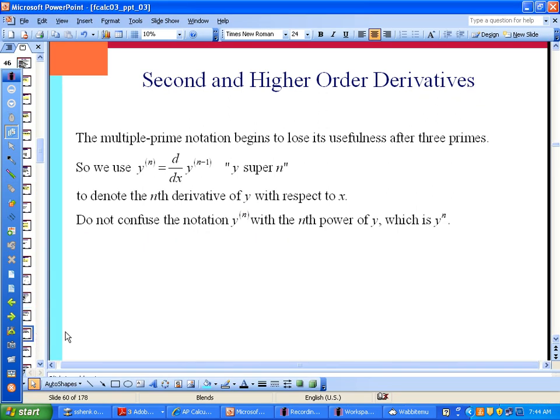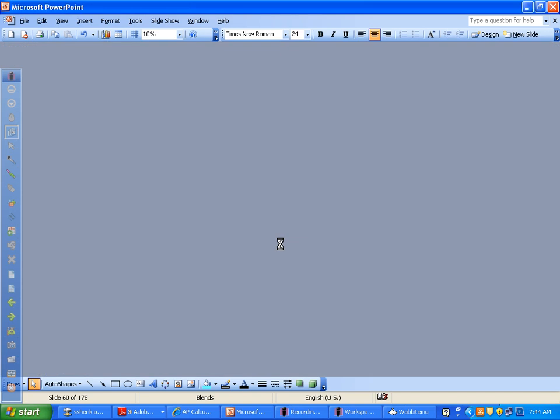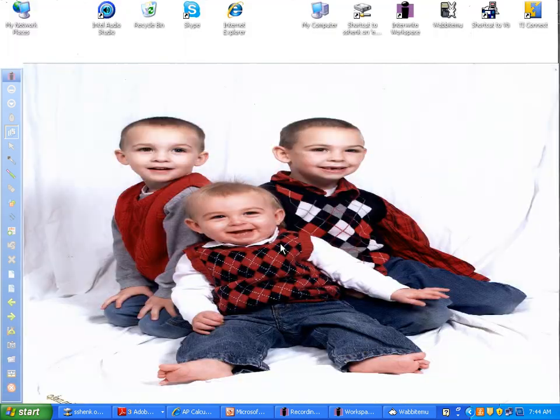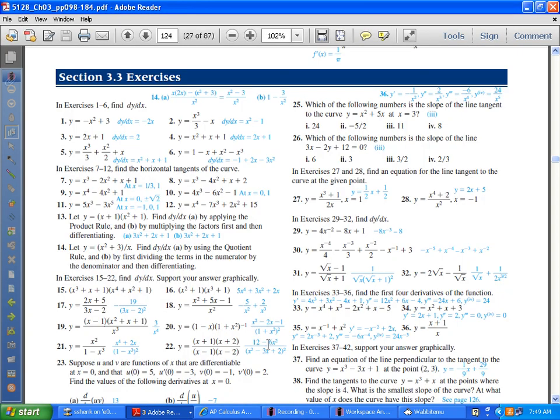Do they have an example of us taking a higher order derivative? No, they do not. That was the last section of the notes there. Okay. Let's go into our homework and see if we can find a higher order derivative in the homework. 33? Okay, we'll take a look at 33. Find the first 4 derivatives of the function in 33. So they want to find the first, second, third, and fourth derivative of number 33.